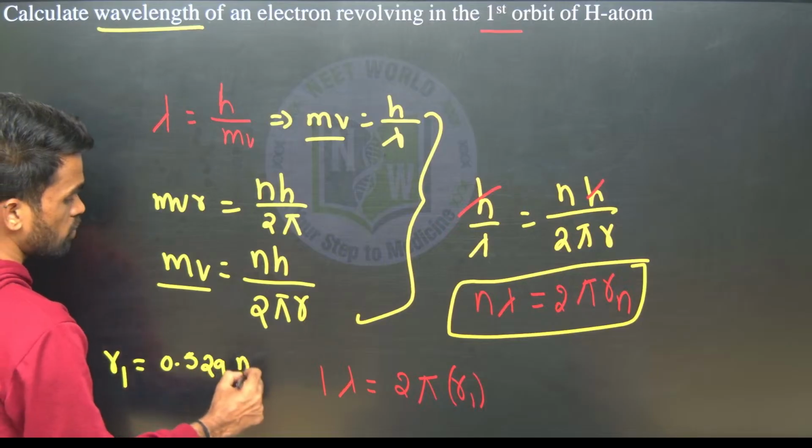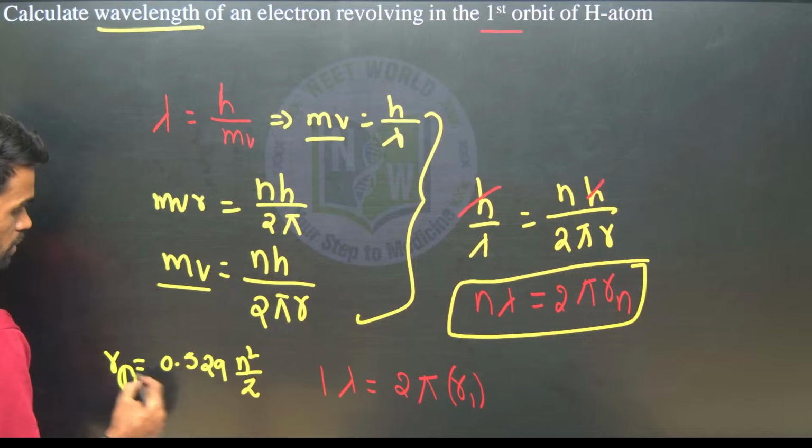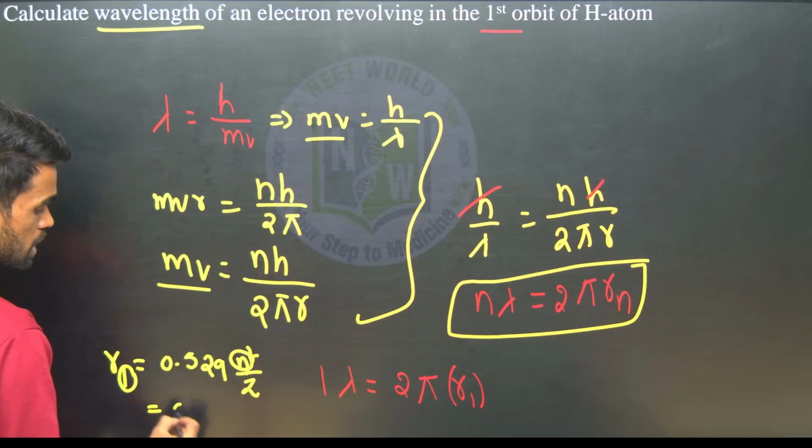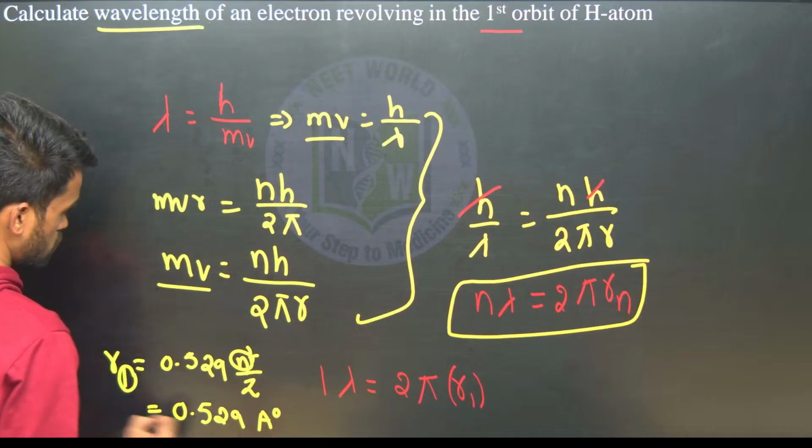0.529 n square by z. So what is the n value they mentioned? 1. So n is 1. Atomic number of hydrogen also 1. 0.529 angstroms. So this is r1.